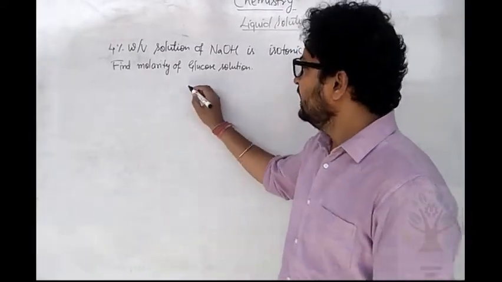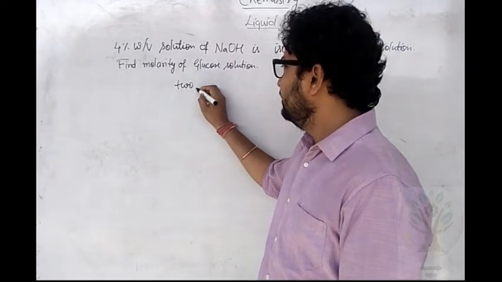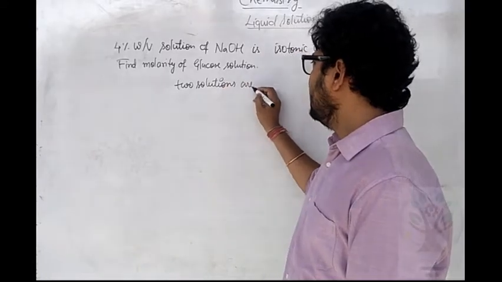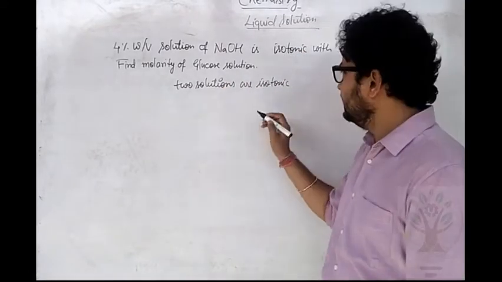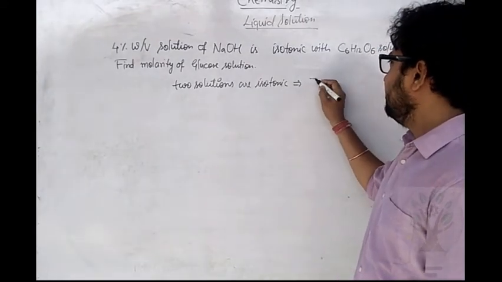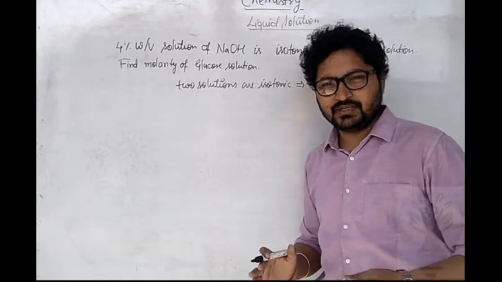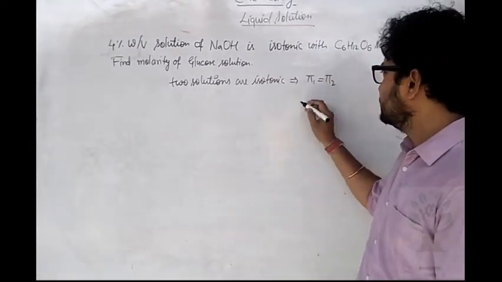Now I told you if two solutions are isotonic, so that means pi 1 should be equal to how much? Pi 2. Please pardon the background noise. As you know, this video is being recorded at my home. Okay, so pi 1 is equal to pi 2.